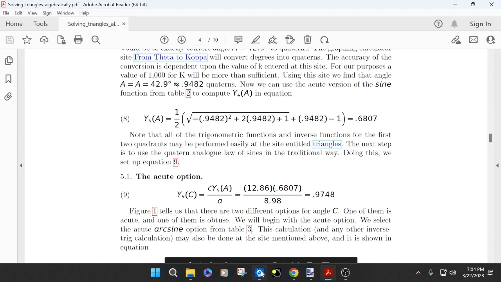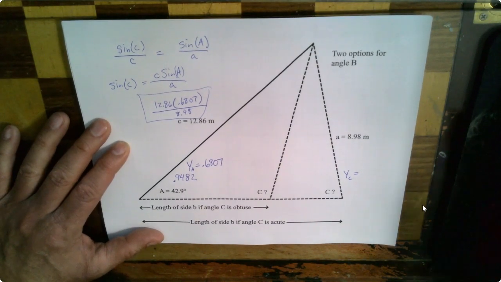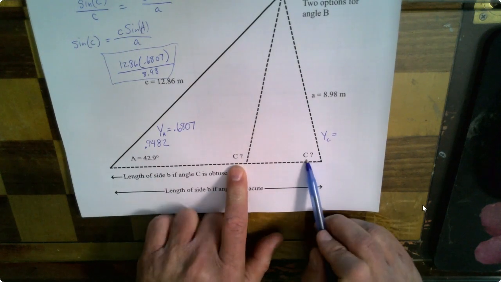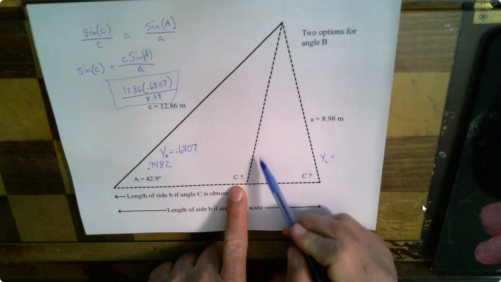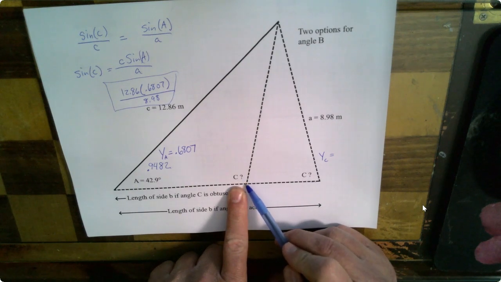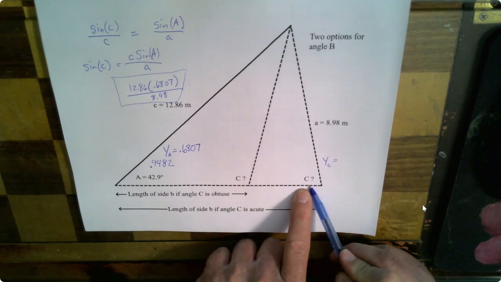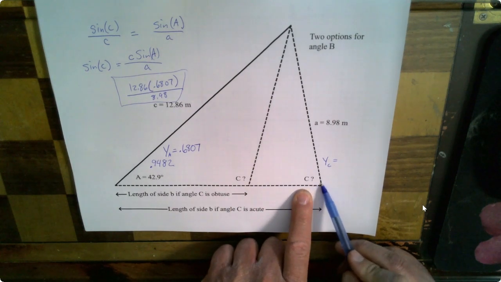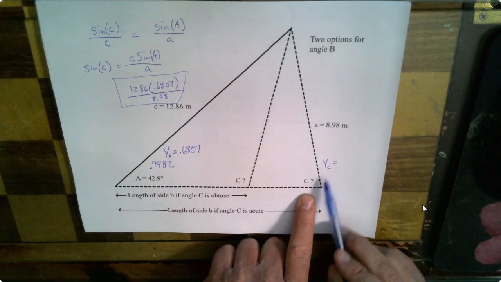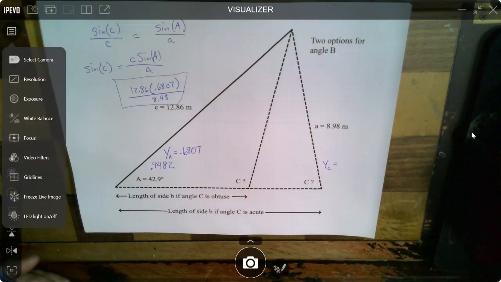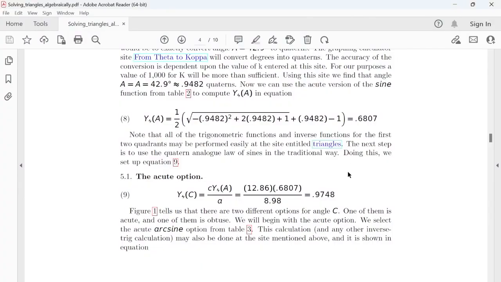Whoops, I wasn't showing you the video, so let me show you this. So anyways, as I was saying, since we have two options for C, this one is obtuse, and that means that this angle in terms of quaterns is going to be greater than 2. This one is acute, which means that in terms of quaterns, this angle is going to be less than 2. And we found that the sine ratio for this angle, because it's less than 2, we know that we just found the acute solution, and that sine ratio is 0.9748.